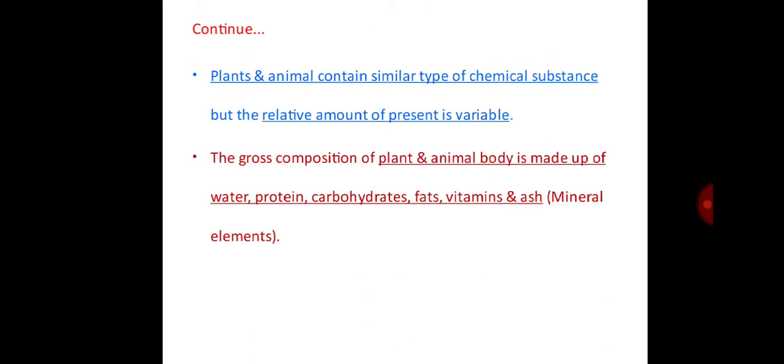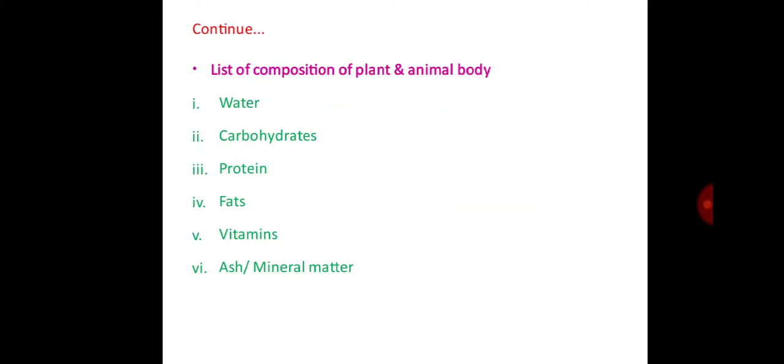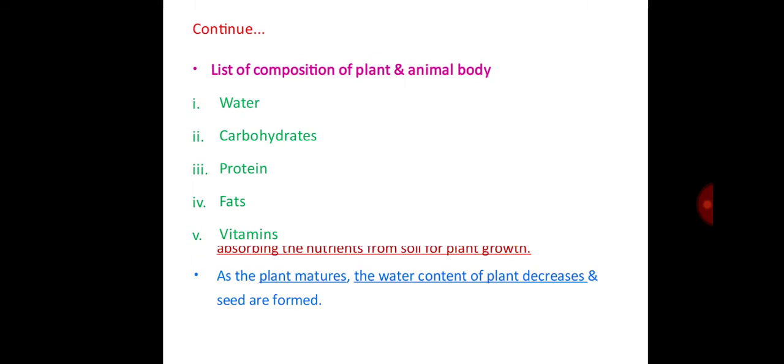Hence, plant and animal contain similar types of chemical substances, but the relative amount present is variable in percentage. The gross composition of plant and animal body is made up of water, protein, carbohydrate, fats, vitamins, and ash, that is mineral elements. Following are the composition of plant and animal body: water, carbohydrate, protein, fat, vitamins, ash, or mineral matter.